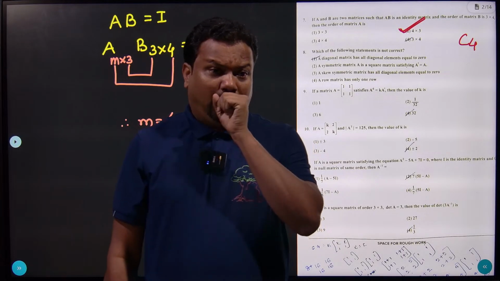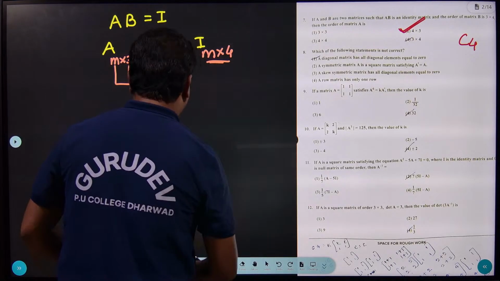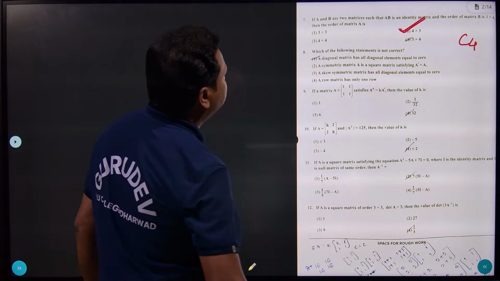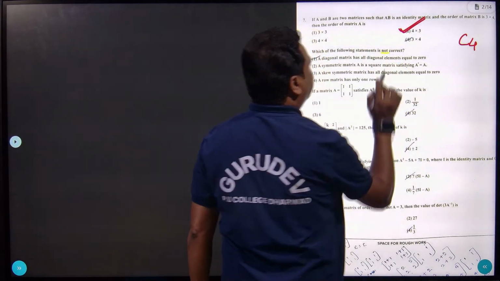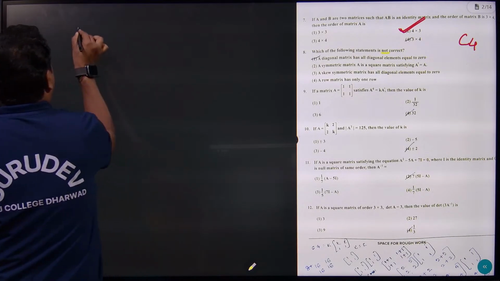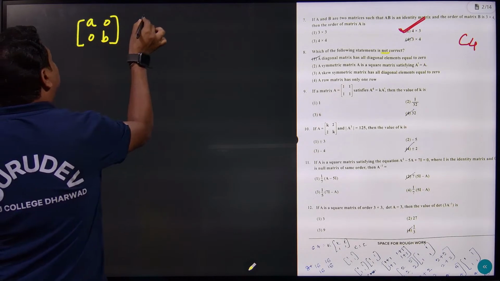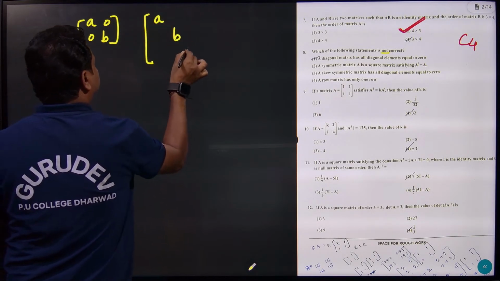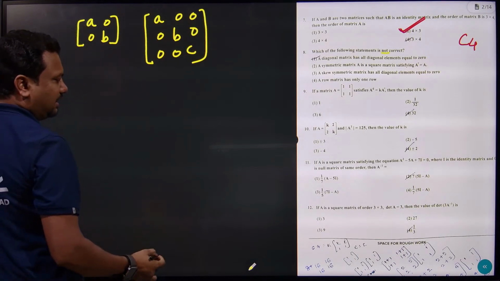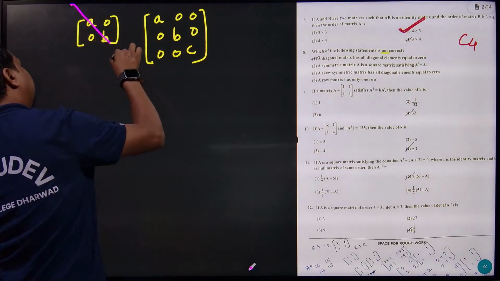Please try to understand. Which of the following statements is not correct? Please take a note, not correct is the word. The first option says a diagonal matrix has all the diagonal elements equal to 0. We know what a diagonal matrix is: a matrix where the non-diagonal elements are 0, not the diagonal elements. Isn't it? These are all diagonal matrices. Clear? In this particular case, if you observe carefully, the diagonal elements are non-zero.